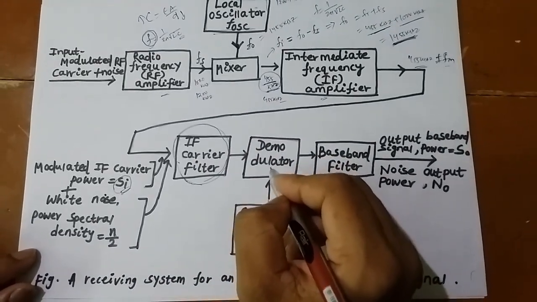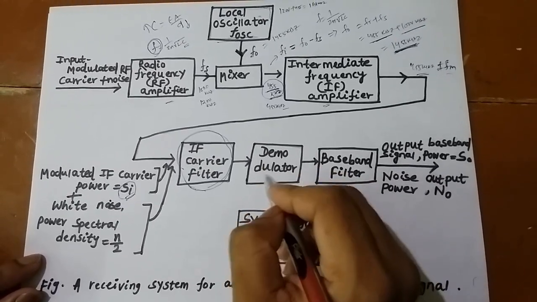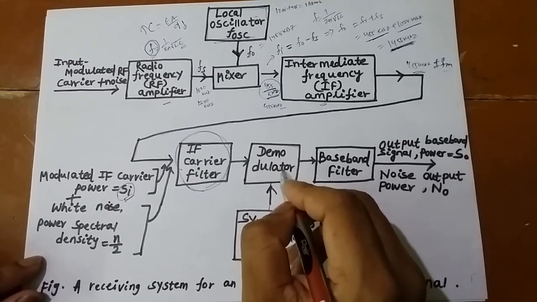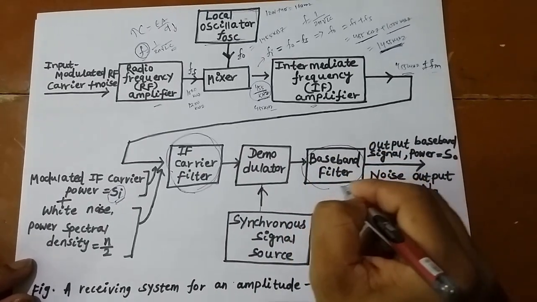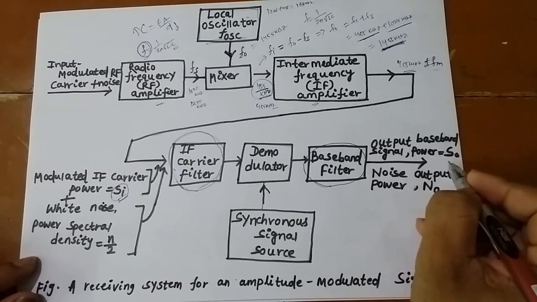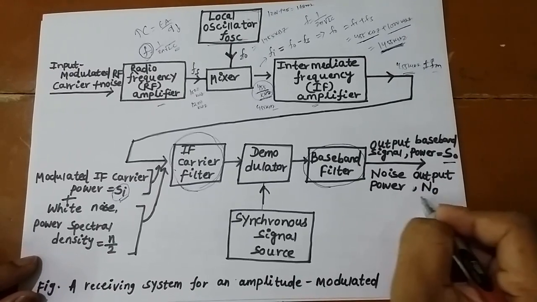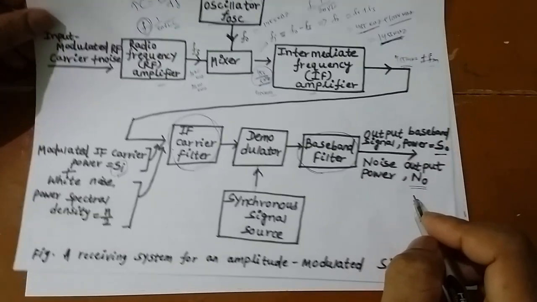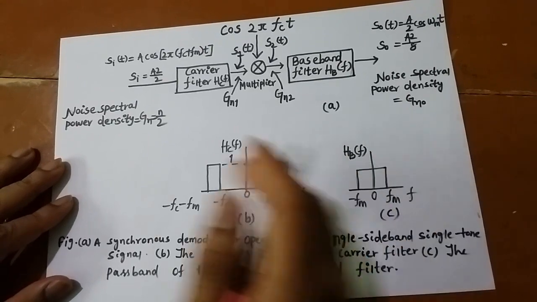This demodulator for a double sideband suppressed carrier is a synchronous detector. For a double sideband with carrier, it is an envelope detector. Then it is passed through a baseband filter, which is a low pass filter, which filters out the original baseband signal. We say the output signal power is S0, and the noise power is N0. Now the detailed mathematical analysis we can do with another block diagram.